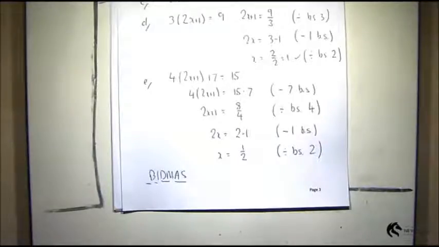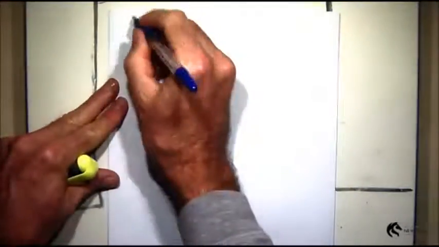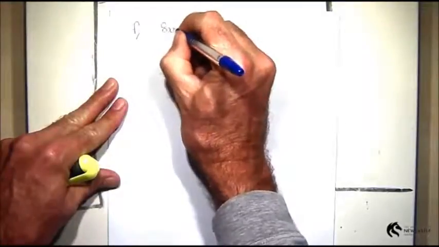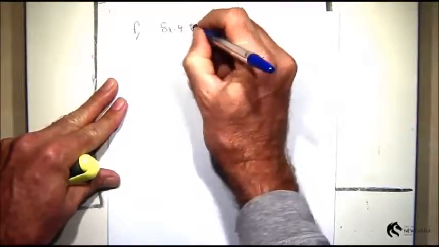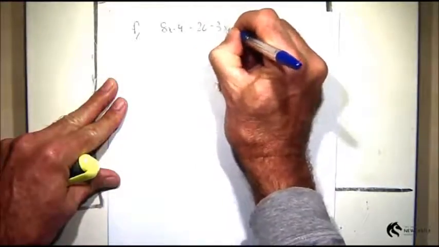Okay. We've still got a few to do here. So let me put this one over here. So it must be up to F. And it says 8x minus 4 is equal to 26 minus 3x.